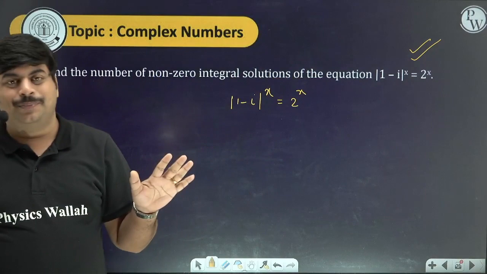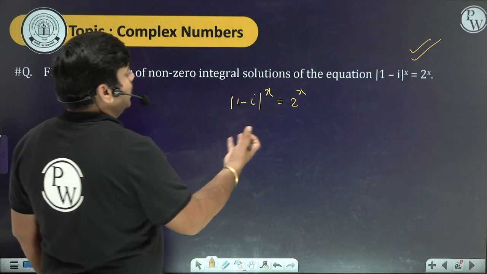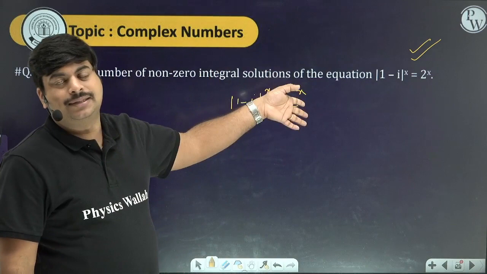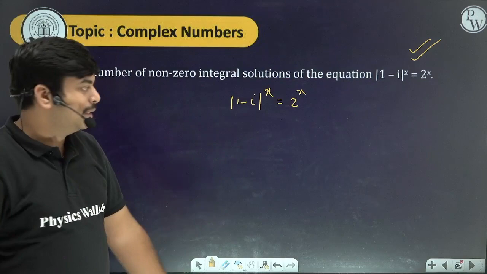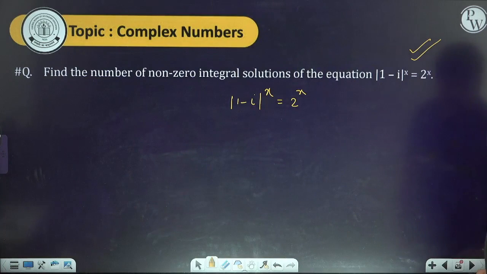And people, how do you do that? Go for the modulus. When both the numbers are equal, you can equate their modulus, right? So take the modulus of this and the modulus of this, equate those two to get some results and some values. Okay, please do that. It's a very important, logical thinking question, I can say.